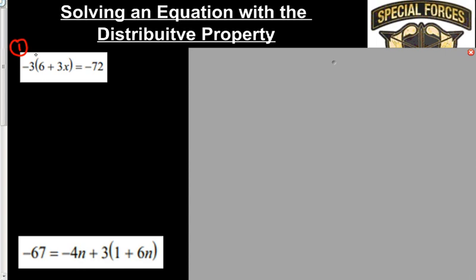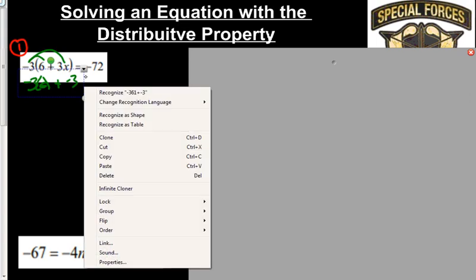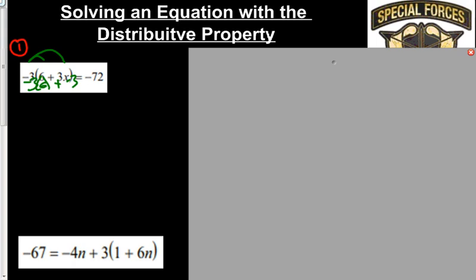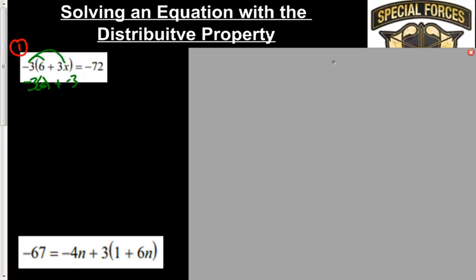So what we're going to do here is take this negative 3 and distribute it first. And we're only distributing it to what's inside of the parentheses, and to nothing else. So we'd have negative 3 times 6, and we'd have plus negative 3 times 3x. Oh, I'm messing everything up here. All right, here we go. I'm going to simplify that right away before I bring everything else down. That's negative 18 plus negative 9x equals negative 72.